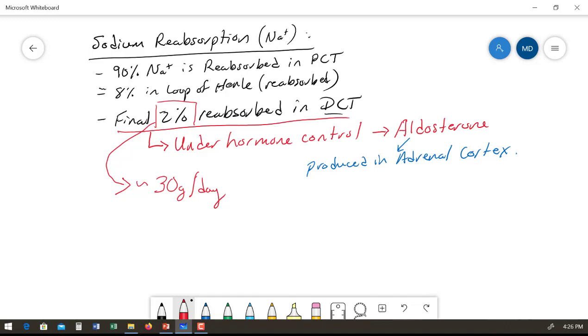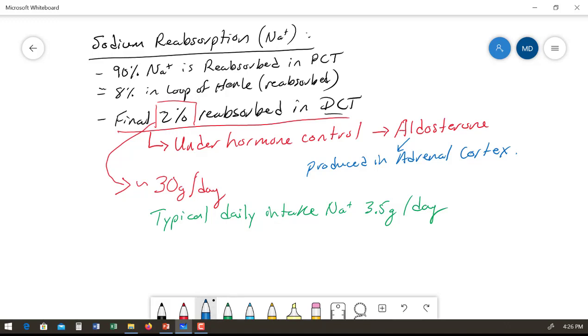So that's a lot of sodium, actually. If you think about it, typical daily intake of sodium by the average person is about 3.5 grams per day. So, in other words, what I'm saying is that if you didn't have aldosterone to control that final 2%, you would lose 30 grams of sodium per day in your urine. Your intake is only 3.5 grams per day, so you would quickly perish due to the loss of sodium.